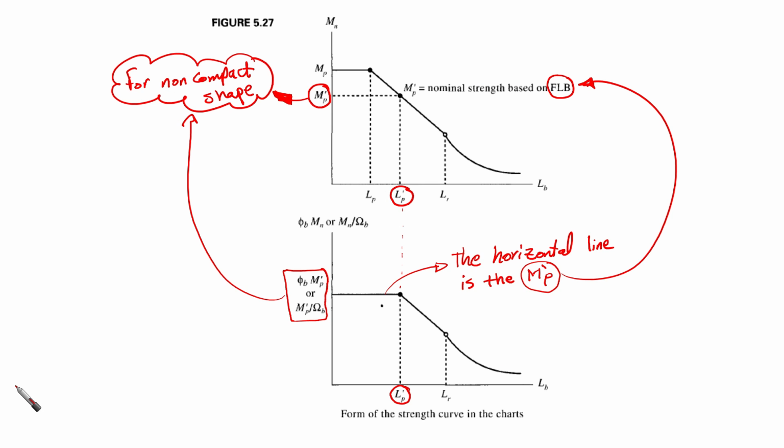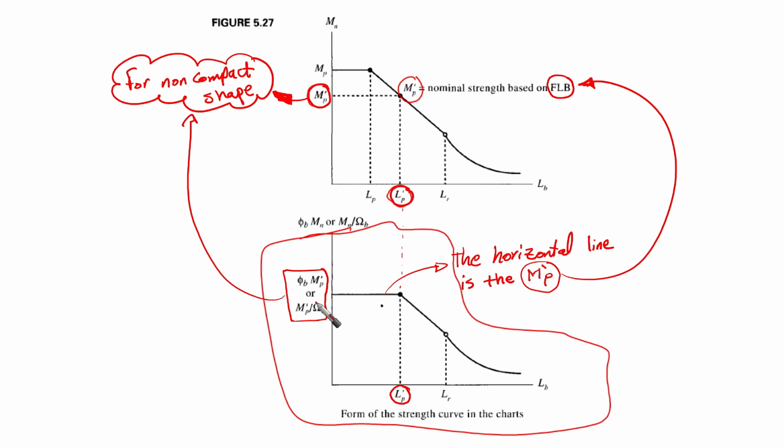So take care that you are not going to find something called LP prime or MP prime here. You're not going to find something like this on the curves. This is what you are going to see in the charts: solid line, solid circle, and hollow circle. If this cross section is non-compact, then this line is going to be the strength of the flange local buckling.